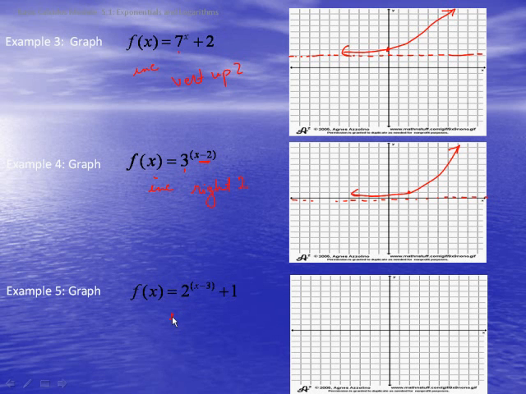Right, and the last one, this one's going to increase because 2 is greater than 1. This means right 3, and this means up 1. So it was at 0, 1, now it's going to go right 3 and up 1. So my main point in this one is going to be 3, 2, and my horizontal asymptote is going to be right here, one below that reference point, and it's going to increase.